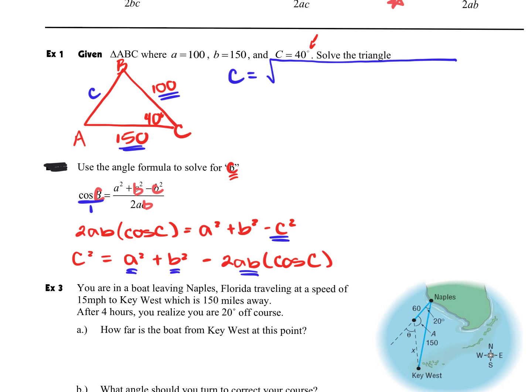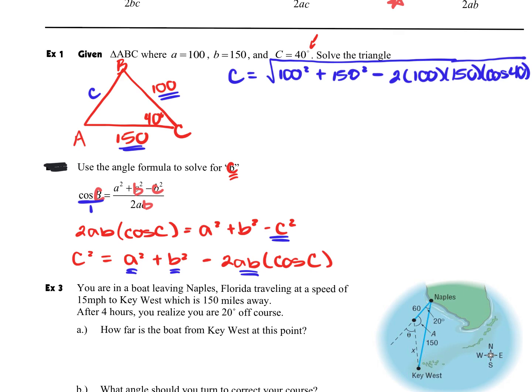So you're going to square those pizza fingers, so that'll be 100 squared, plus 150 squared, minus, and this is where parentheses are going to be important in your calculator, you're going to have 2, and your 100, and your 150, again, those are your pizza fingers, and you're going to have your cosine of 40. Now, this cosine 40 is the angle that your pizza fingers are sitting right around. So it's the angle between your two pizza fingers.